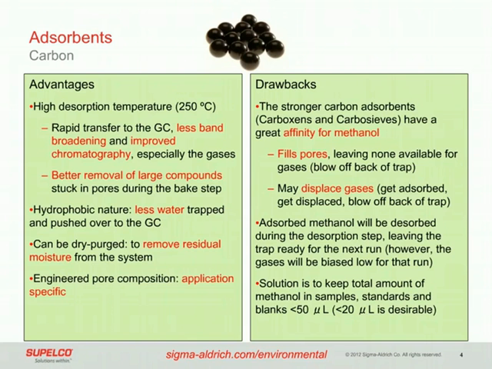The methanol during the desorb mode will be pushed off the trap. You'll get a big methanol peak in the chromatography. The methanol will get out of the trap. The trap will be ready for the next run, ready to go. However, that run will have very low response for the gases.